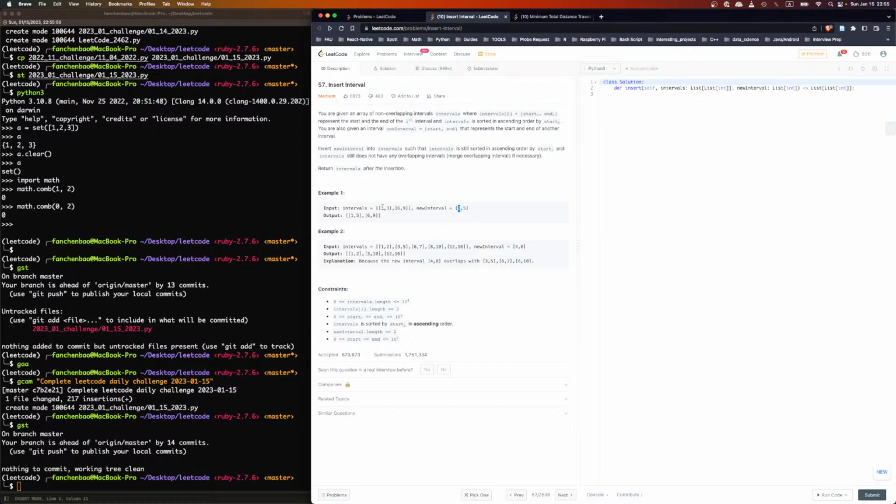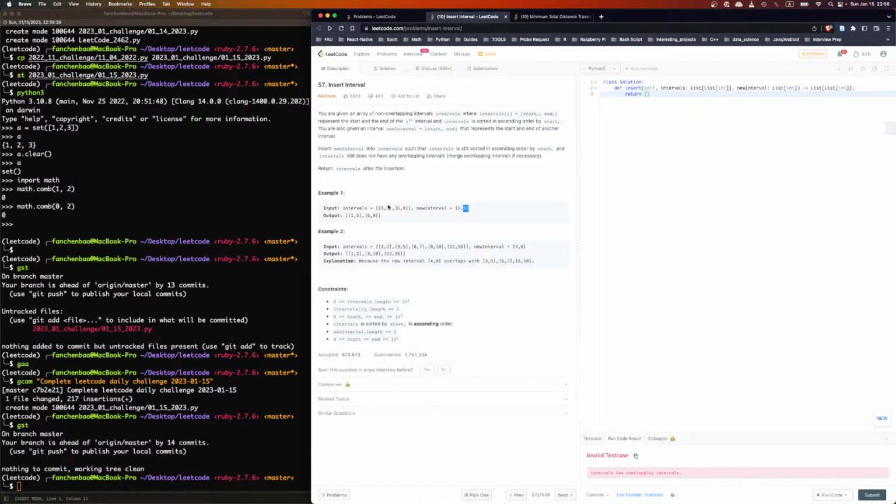Wait, can the two be the same? Like, what if we have [1,2]? Is it allowed? Okay, that's a good question. I need to know. Let's say [1,3]. Oh, that's not allowed because that basically is overlapping. Yeah, it's no overlapping. So basically, if the interval is at the front, then we check this end with this, right? If it's smaller than this, then it's by itself. If it's larger than this, then we need to check, holy crap, then we need to check this.